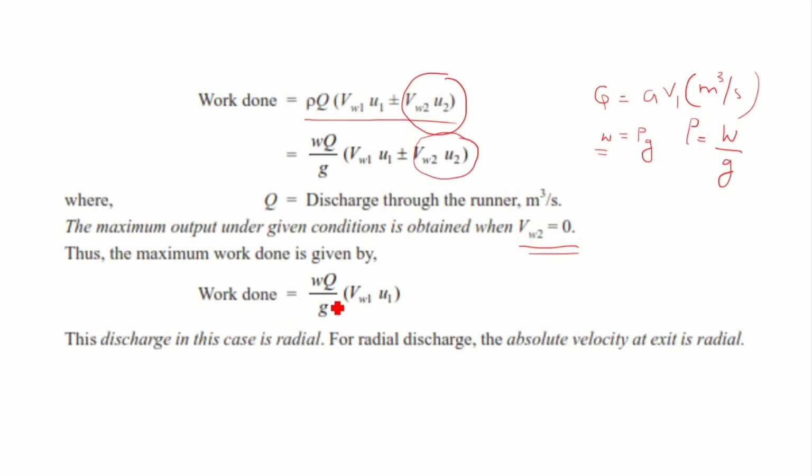Therefore, work done is equal to WQ by g into VW1 U1. The discharge in this case is radial. So only for radial discharge is the work done maximum. For radial discharge, the absolute velocity at the exit is radial.